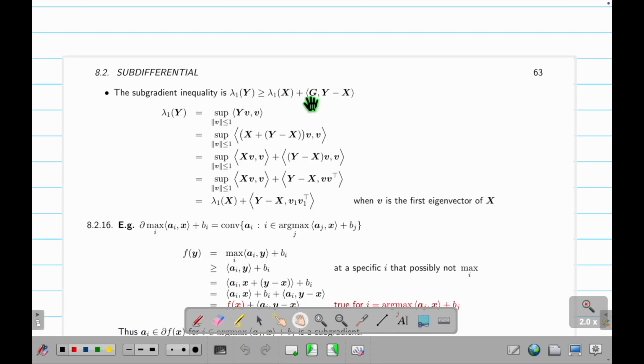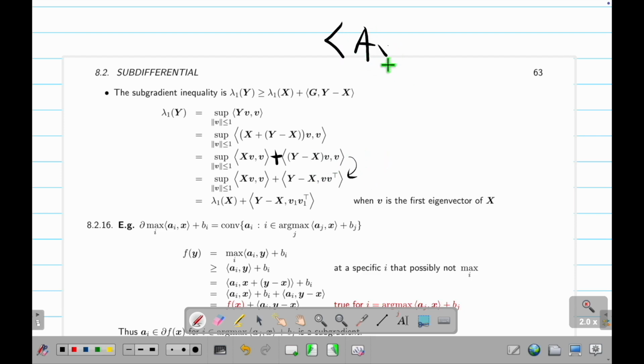f(y) is larger than f(x) plus something times (y minus x); we just have to find the something. What's the something? What's the lambda function? By definition, for any v with norm smaller than 1, v^T y v is at most the largest eigenvalue. I want this, so I create y minus x. The function is linear, so I can split them easily. Take the sup of these two things, nothing happened, but for this one v can go out, so this part is a little bit tricky, but it's the same.